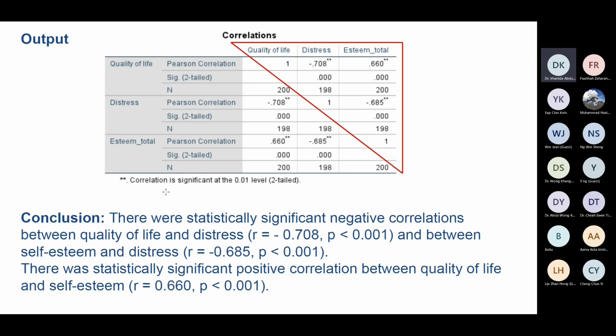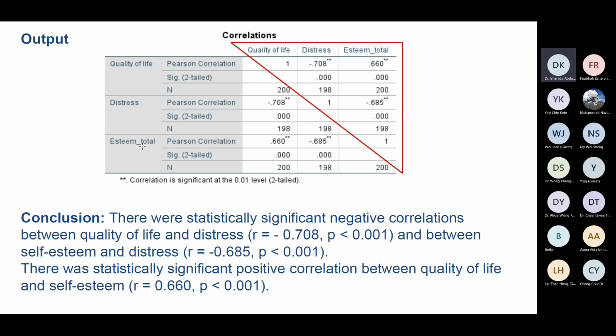So this is the result, negative 0.708. Okay, significant level, significant here is lesser than 0.05. And N here represents the number of data that we have. So we have 198 data here. Distress, okay, we are looking into distress correlation with esteem total. We have negative correlation here because this is negative 0.685, and the value here is significant. That's why we have 2 stars here.